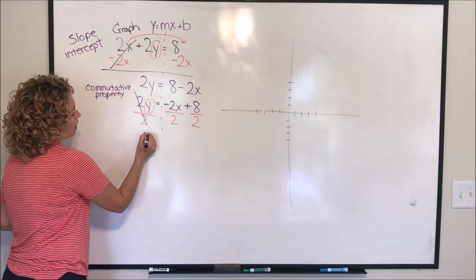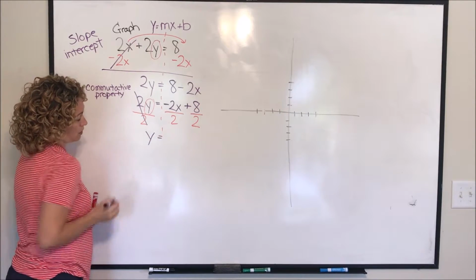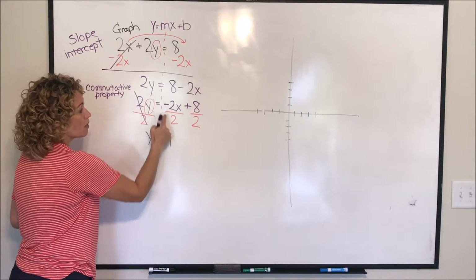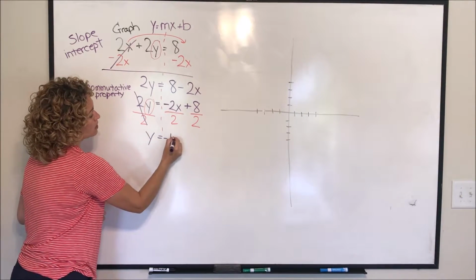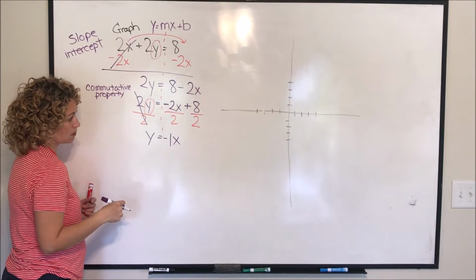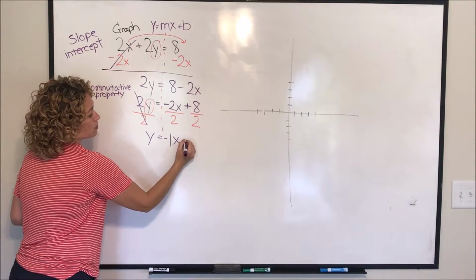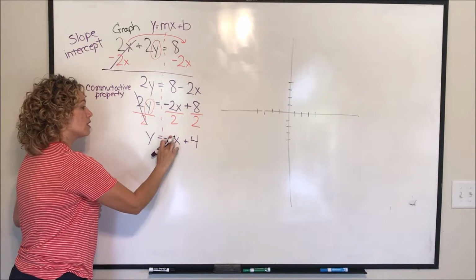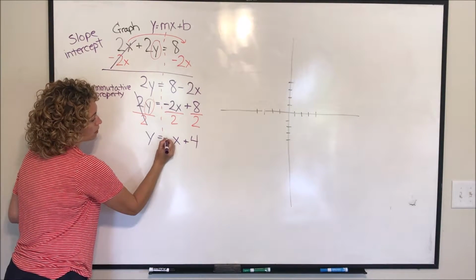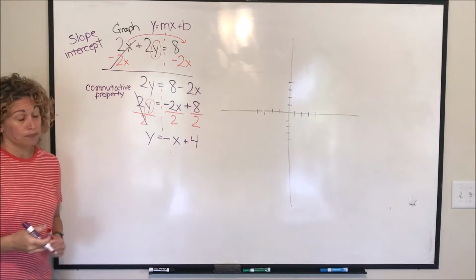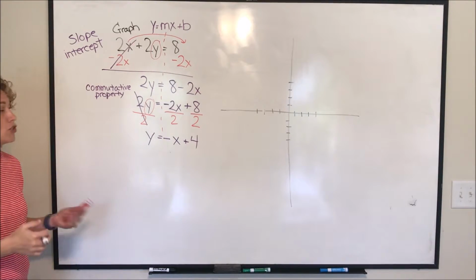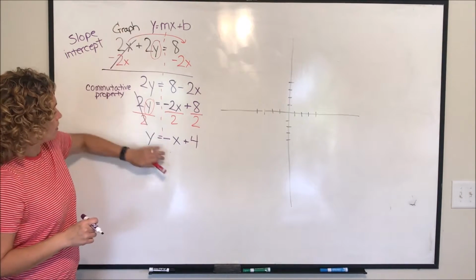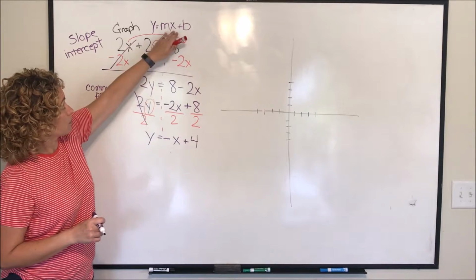The 2's cancel out. We're left with y equals negative 2 divided by 2 is 1, and we've not done anything with that negative, so it still remains negative 1x, plus 8 divided by 2, which is 4. Now remember, that 1 is actually the understood one, just like in our English, so we don't need it there. Okay, you could have it there, but you really don't need it. All right, now we notice it looks very similar.